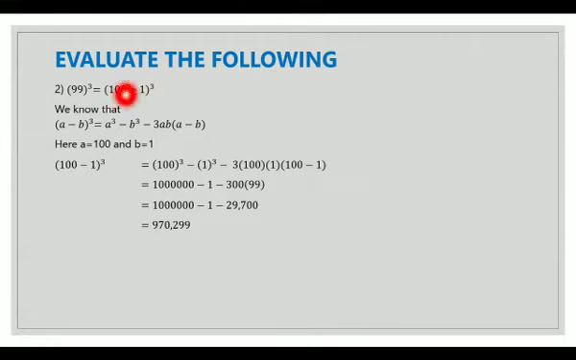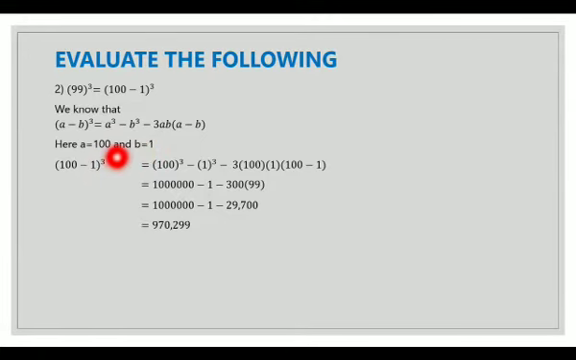The second example, 99 cube equals to. Now we have to write in the form of a multiple of 10. So 100 minus 1 gives me 99. So that is 100 and I have to minus 1. So I got (a minus b) the whole cube. We know that (a minus b) the whole cube equals a cube minus b cube minus 3ab in the bracket a minus b. When we equate with 100 minus 1, we get a equals 100 and b equals 1.